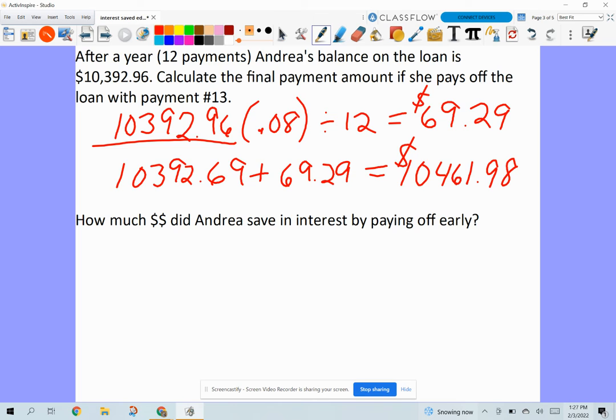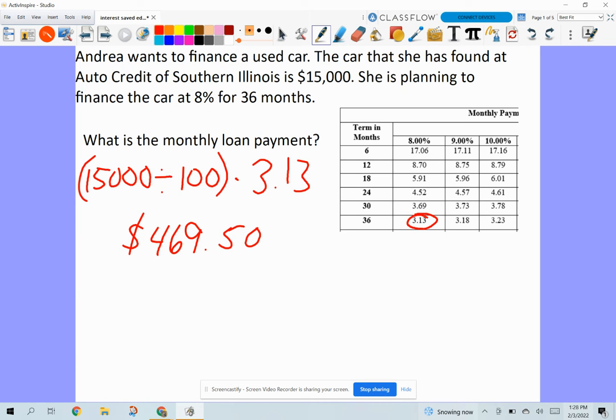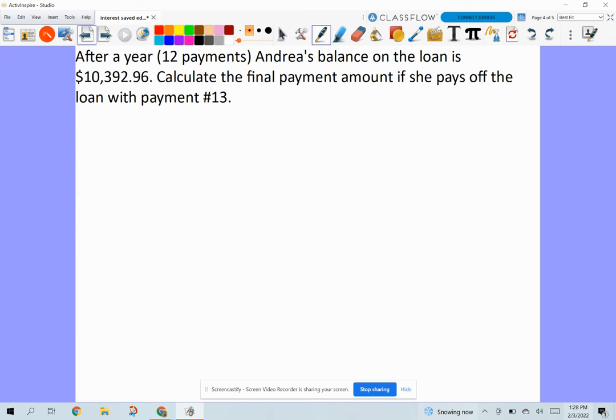Okay. All right. Now, I think this part is where some of you have struggled. So if you need to watch that a couple of times, watch it a couple of times. But this last part, how much money did she save by paying off early? So we're going to take a couple of different pieces of this and put it together. Back up here. I went too far. 469.50. I needed that number again.